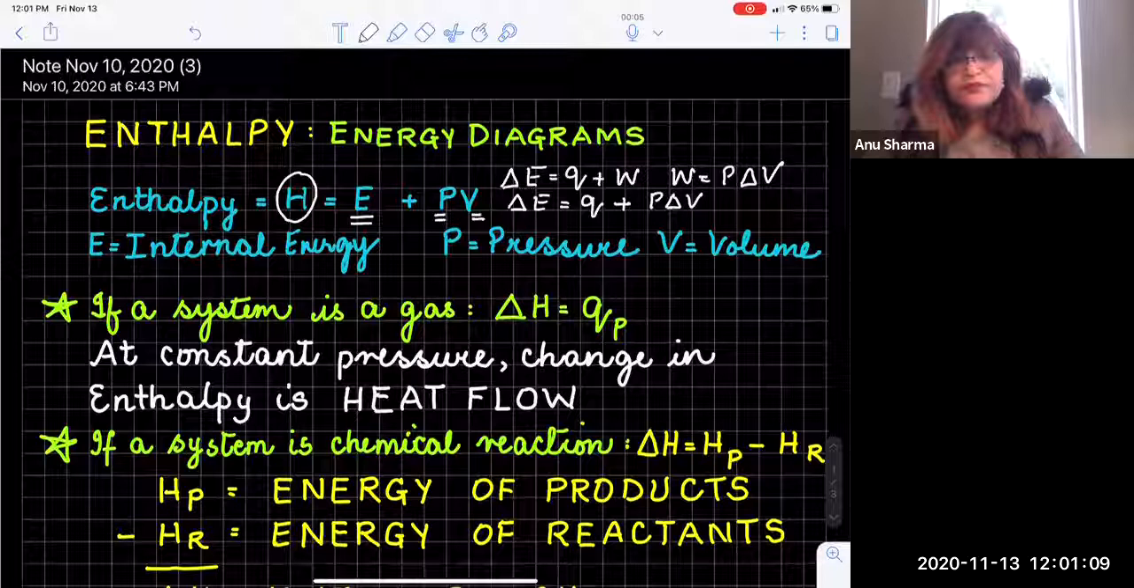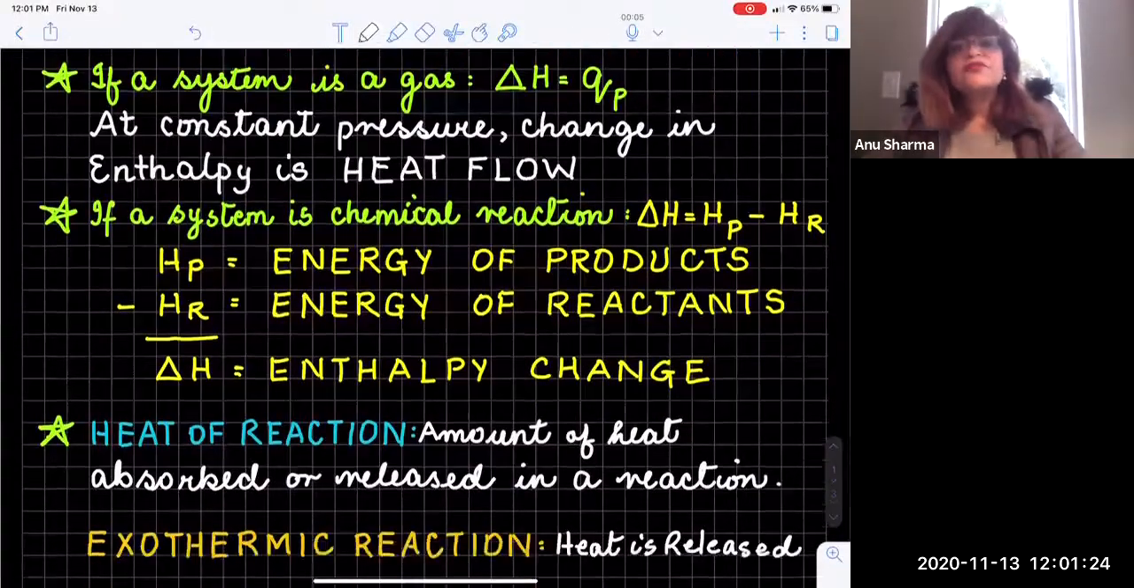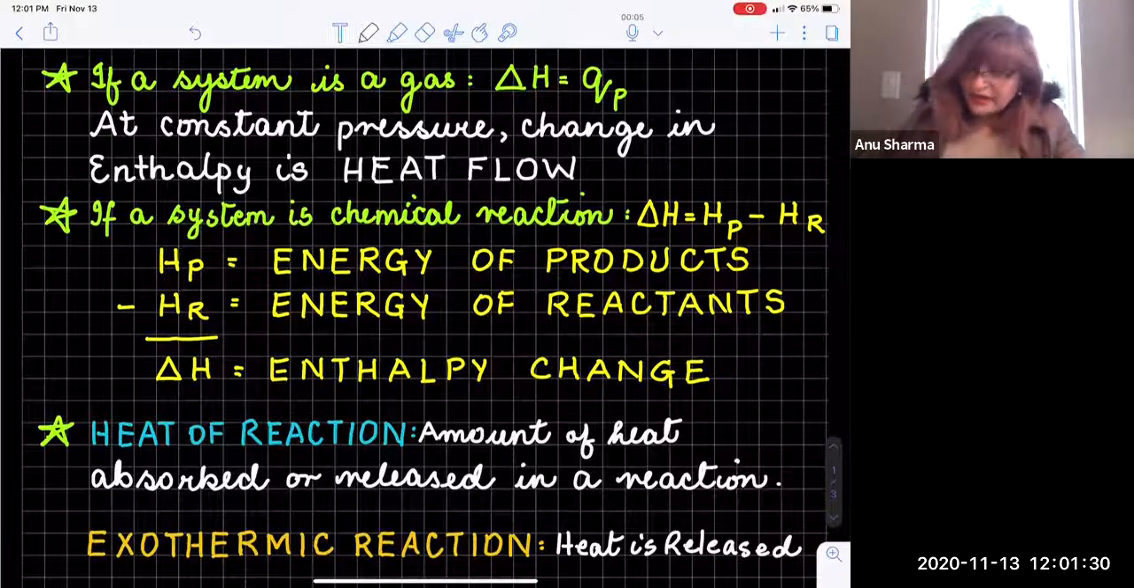Now, in case we are dealing with systems which are gaseous, in those cases, if we keep the pressure and the volume constant, or in other words, there is no change in pressure, no change in volume, in that case, the enthalpy is really the flow of the heat, whether it is going inside the system or is it going out of the system. So that's one thing regarding the gases.